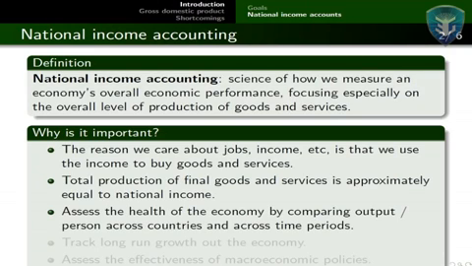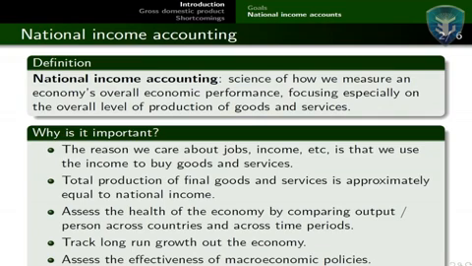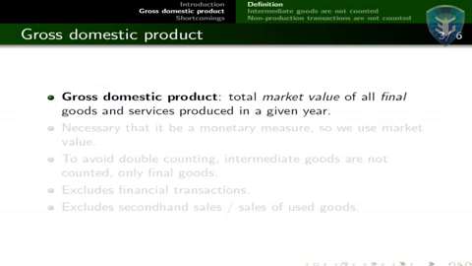We can use these measures to assess the health of the economy by comparing output per person across countries and across time periods. We can use these measures to track the long-run growth of the economy. And we can use these measures to assess the effectiveness of macroeconomic policies. The measure we use most is gross domestic product. This is the total market value of all final goods and services produced in a given year.